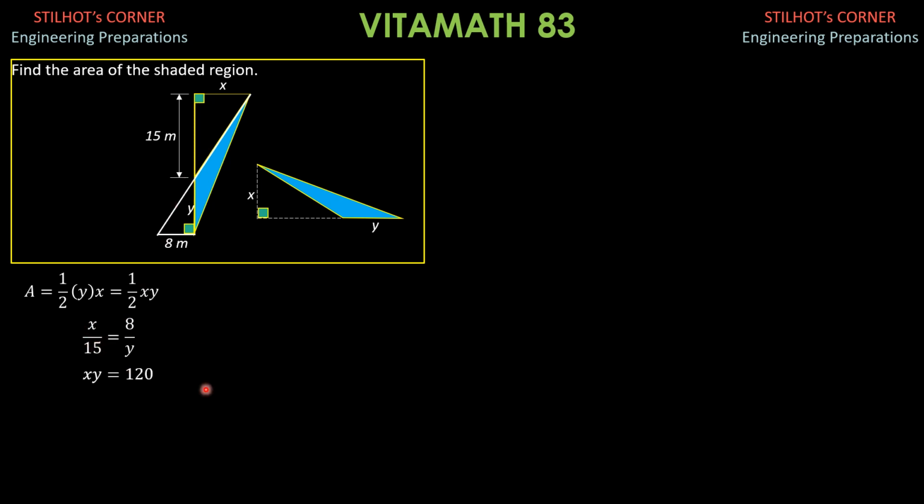So xy is 120, therefore substituting here, the area is 1/2 of 120, and it is equal to 60 square meters.